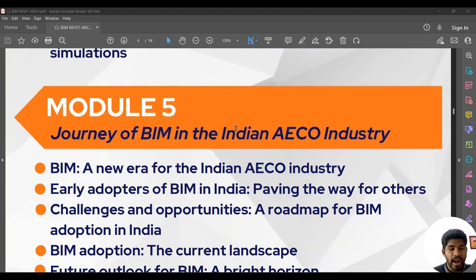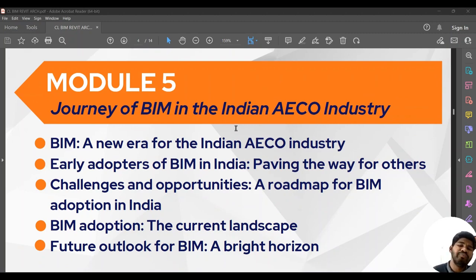When it comes to module 5, we'll discuss the reality of BIM, particularly in our Indian AECO industry. We'll discuss a new era and the early adopters of BIM, challenges and opportunities, and how our Indian companies are dealing with BIM. And BIM adoption: what is the current landscape of BIM and the BIM market in India? Then the future outlook for BIM. Based upon statistics, we will discuss how we are adopting BIM, how much market there is for BIM now and how much it will be. Everything we will discuss, and the future scope also.